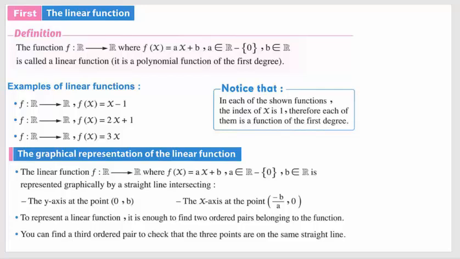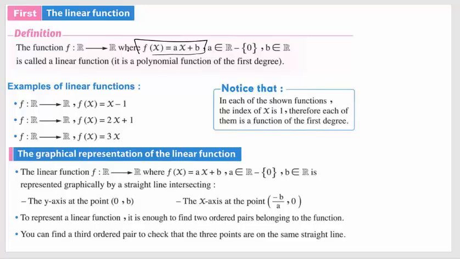So before we start, we have three kinds of polynomial functions we will study together. Let's start and see. The first one is called the linear function. What is the meaning of the linear function, or what is the standard form to write the linear function? As you see, the linear function is a function on the set of the real numbers, which has a standard form f of x equals ax plus b.